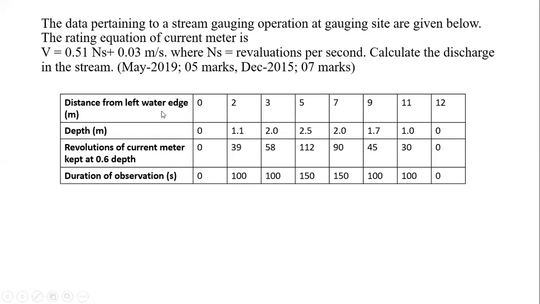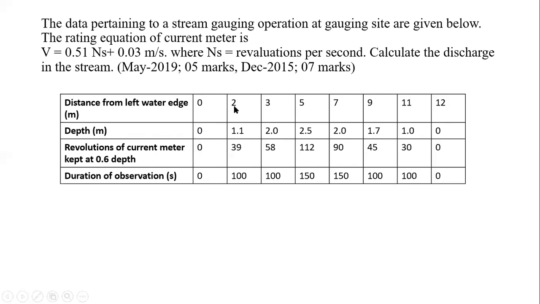So the data is regarding the distance from the left water edge, that is the river bank, and from the left side portion the readings are given, that is distances are given. The first reading is taken as 0, meaning exactly on the left bank.